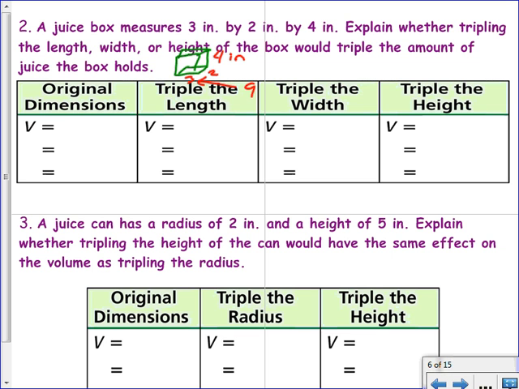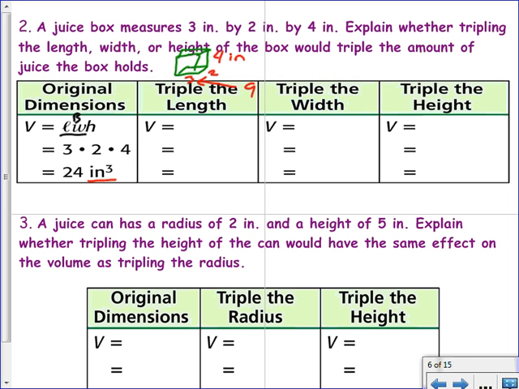So the original dimensions, volume is equal to length times width times height. And let me just take a second there to point that out. Length times width is the base of this figure. Okay, so it's really base times height, but we can say length times width because the base of a rectangle is the length times the width. The length is 3, the width is 2, the height is 4, so 3 times 2 times 4. And we end up getting 24 inches cubed. Nothing very hard there, just make sure you're using cubic units.